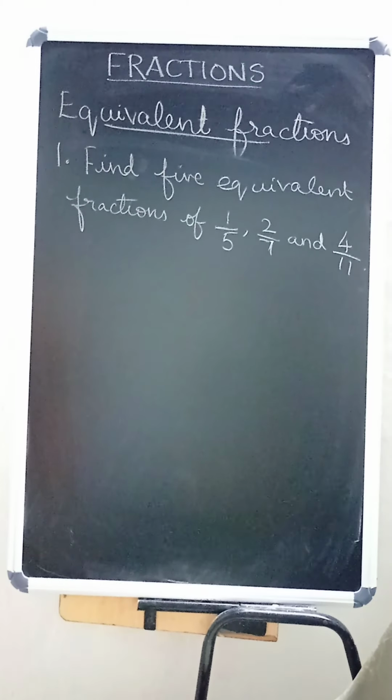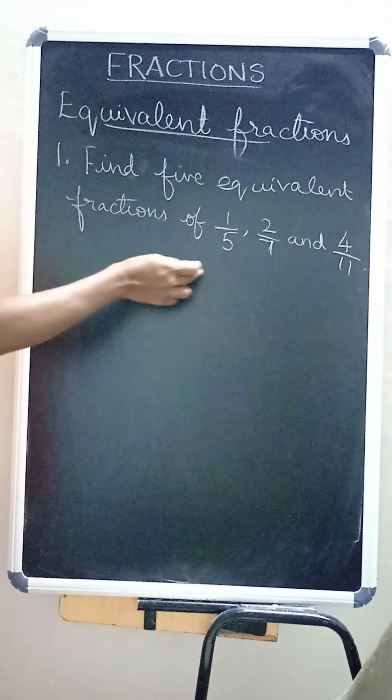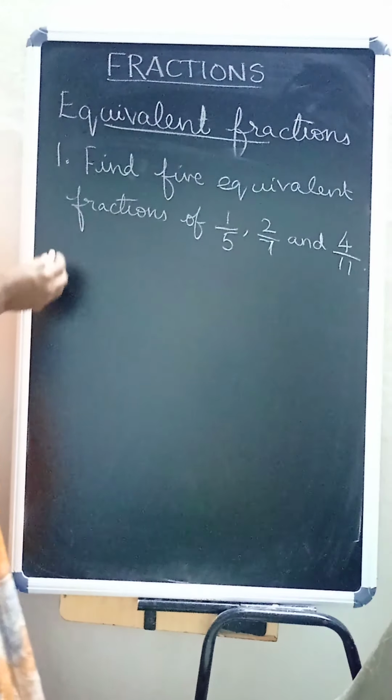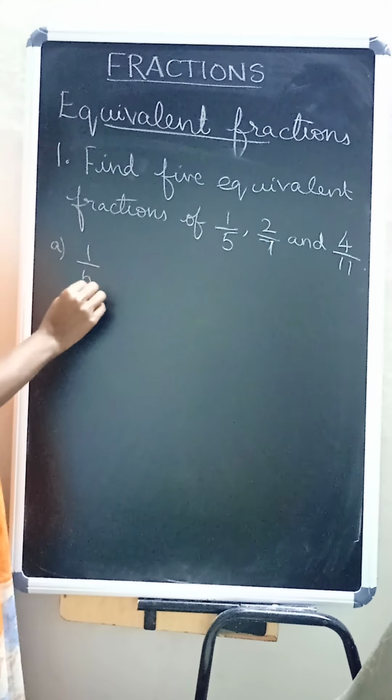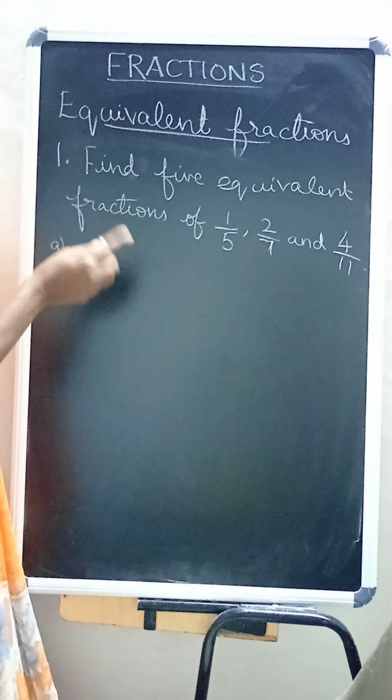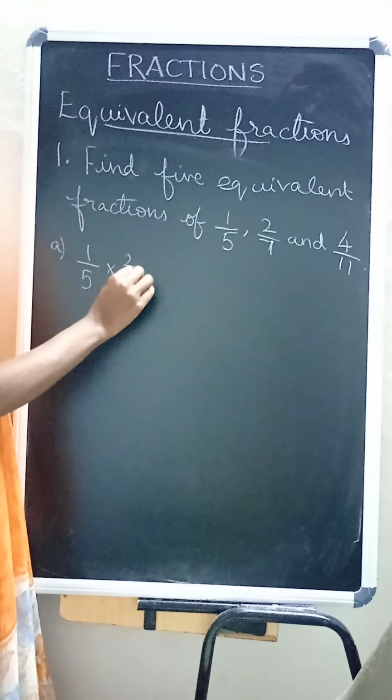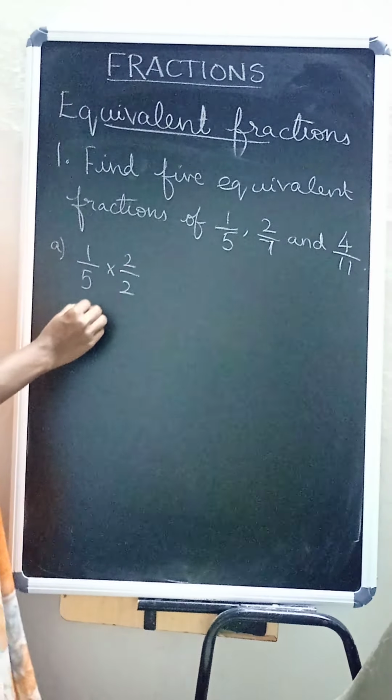Now practice time. Find 5 equivalent fractions of 1 by 5, 2 by 7 and 4 by 11. Now we will find for first one, 1 by 5. So how to find equivalent fractions? Multiply the numerator and the denominator by the same number.